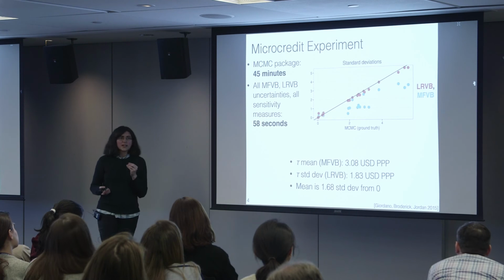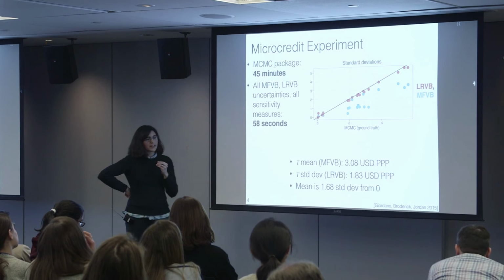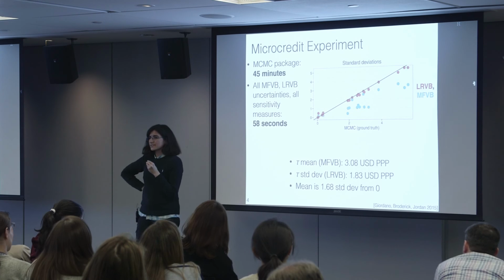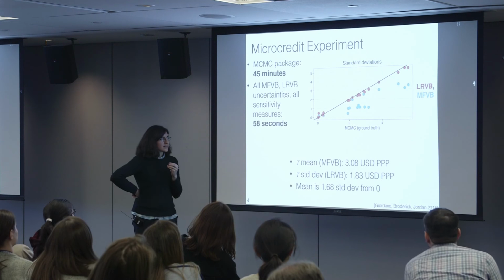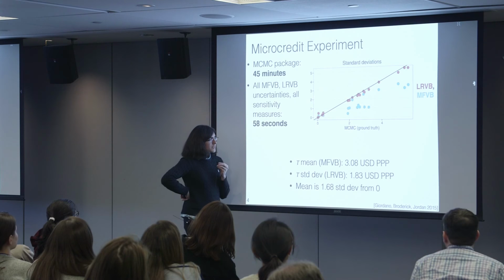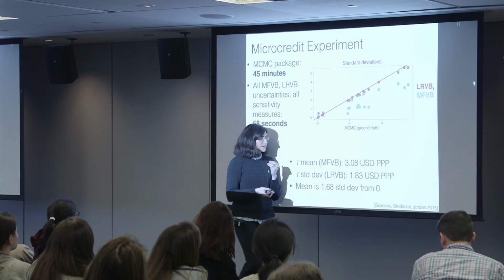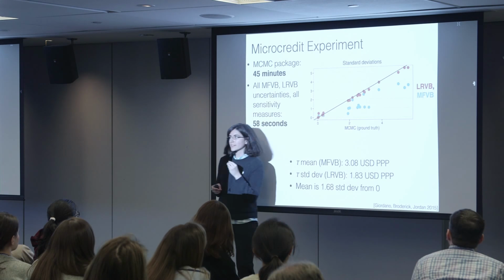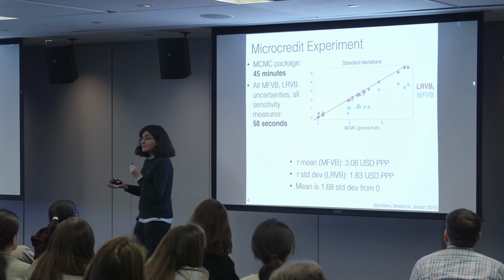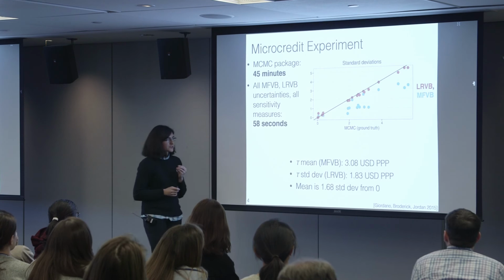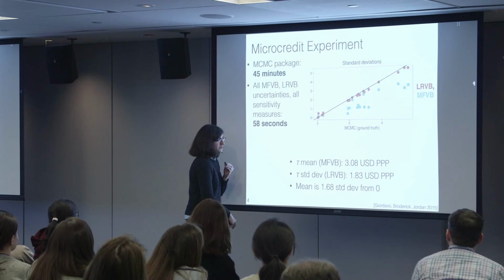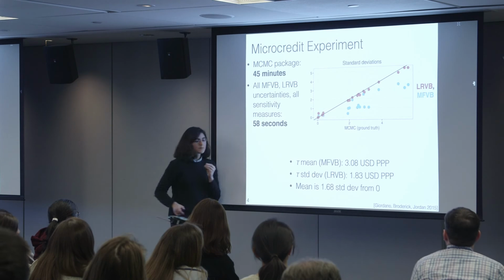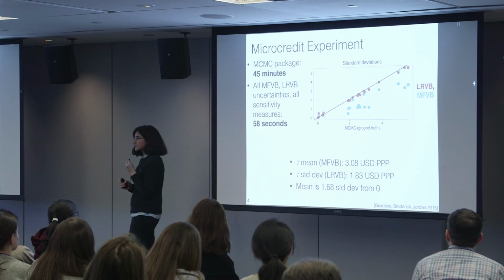How does this influence your life? So imagine that you've come in and you've said, okay, I'm going to decide whether microcredit is effective. And I run my analysis and I found that the mean microcredit effect, the mean amount that it's increasing business profit, is $3 purchasing power parity every 2 weeks. And I found that the uncertainty in that, the standard deviation, is $1.83 purchasing power parity, and so the mean is 1.68 posterior standard deviations from zero.